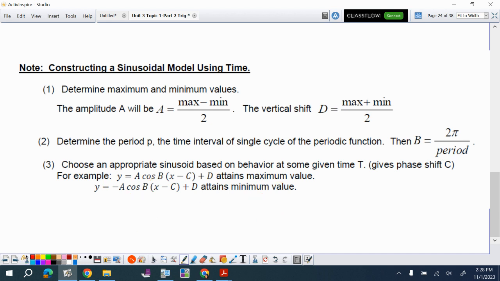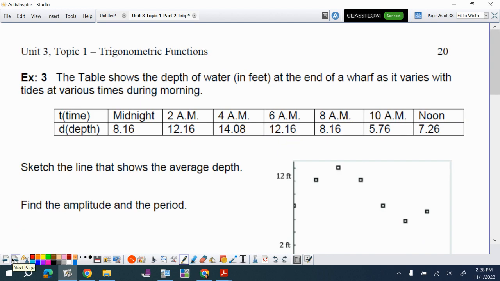So today we are going to look at the tide problem, which is given in your packet. The page number could be 20 or 21. It could be either one, just find this page in your packet.